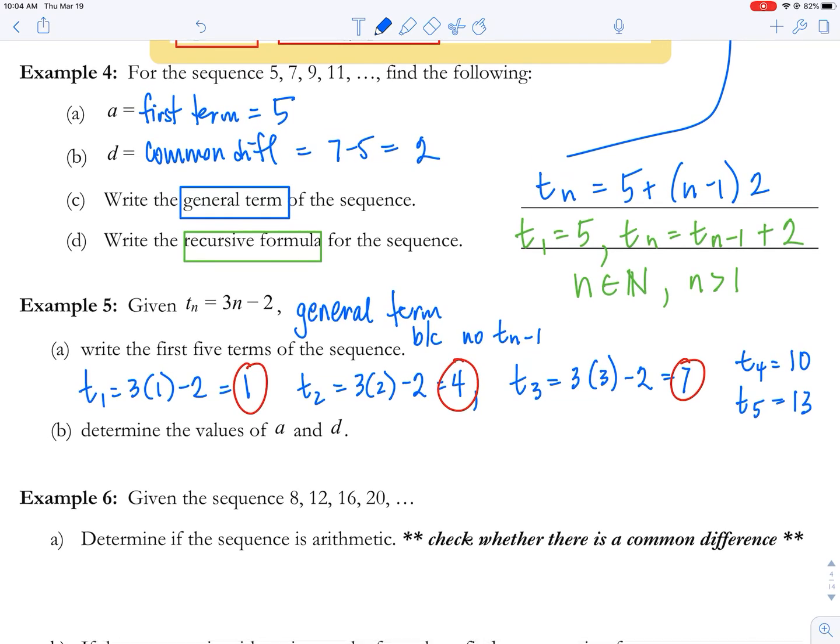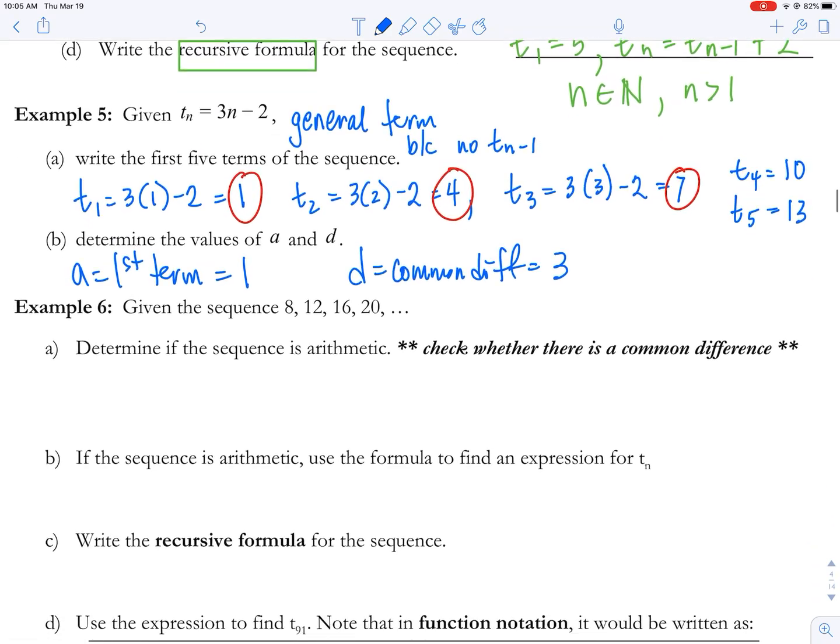Example 5b says determine the values of a and d. a is our first term, so that's just going to equal 1. d is that common difference, so that's going to equal 3.